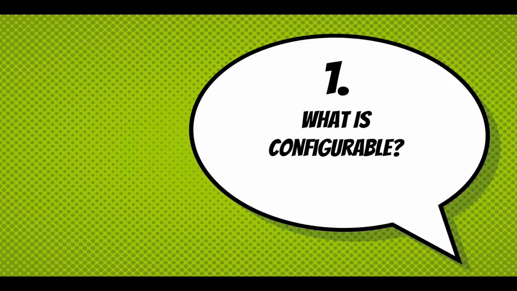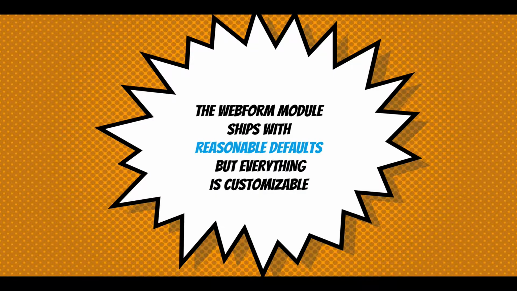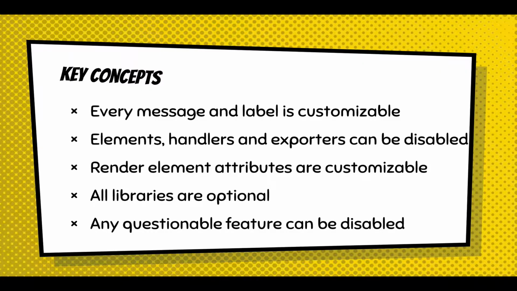So what's configurable in the Webform module? Well, the Webform module ships with reasonable defaults, but everything is customizable. The key concepts around what's customizable: every message and label that you see on screen is customizable. Elements, handlers, and exporters can be disabled. Rendered elements, anything you see on screen, whether it's a button, a text field, a confirmation page, even the progress bar, the attributes around these elements can be customized.